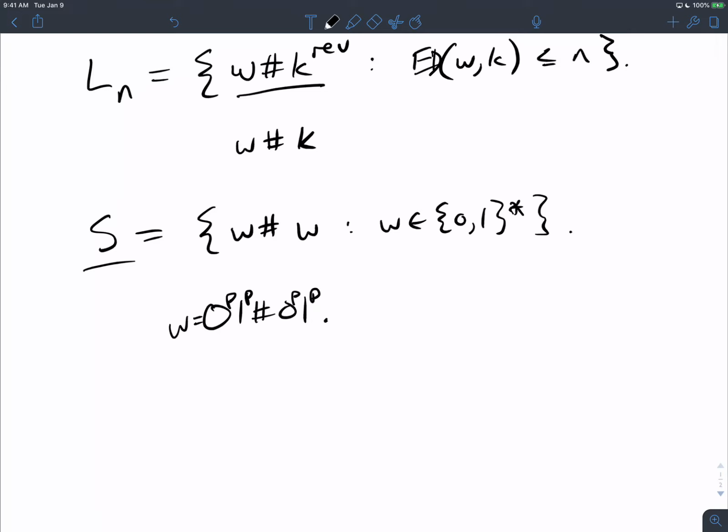This is kind of scary to me. Please review the pumping lemma for CFLs. Do you think it'll be on the test? That'll probably incentivize you. Yes, it will be, okay?